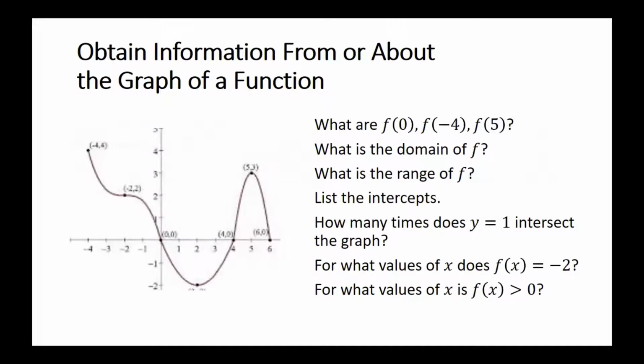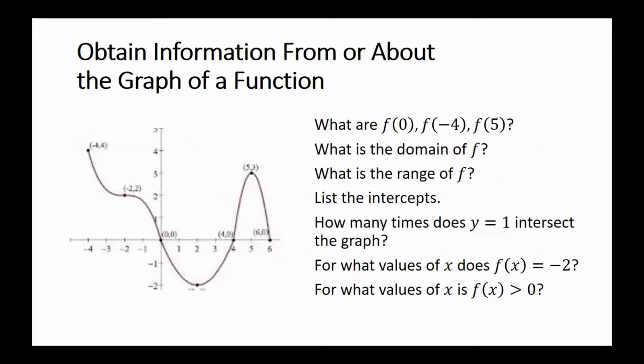Well, we can obtain a bunch of information from and about graphs of functions. So here I have a slightly blurry version of a graph. And I want to find out what is f of 0, f of -4, and f of -5 on this function. What is the domain of f? What is the range of f? I want to list the intercepts. I want to find out how many times y equals 1 intersects the graph. And for what values of x does f of x equal -2? For what values of x is f of x greater than 0?